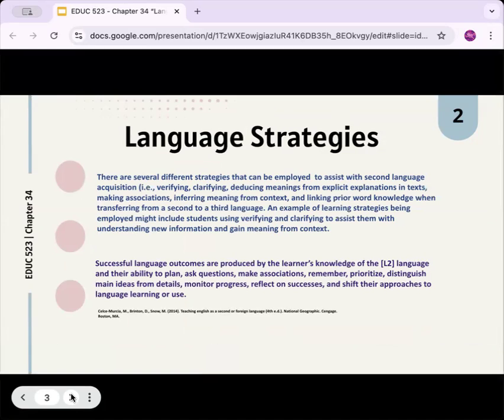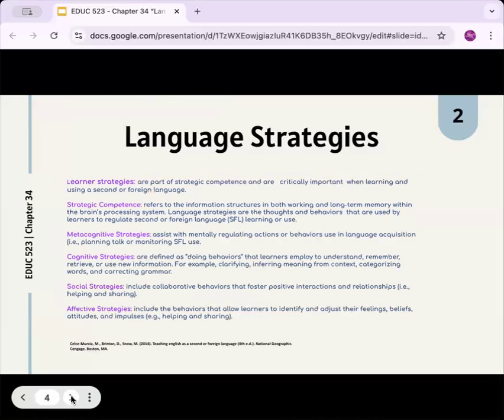We're going to start with language strategies. There are several different strategies that can be employed to assist with second language acquisition, like verifying, clarifying, deducing meanings from explicit explanations in text, making associations, inferring meaning from context, or linking prior knowledge when transferring from a second language to a third language. Successful language outcomes are produced by the learner's knowledge of the L2 language and their ability to plan, ask questions, and make associations. Remember, prioritize, distinguish main ideas from details, monitor progress, reflect on successes, and shift their approaches to language learning or use.